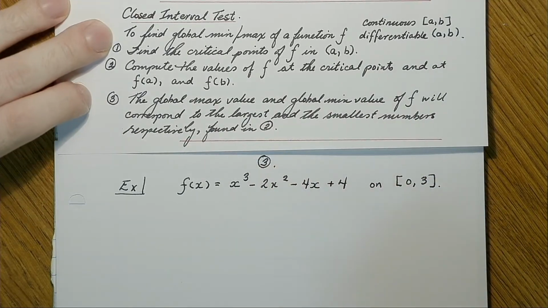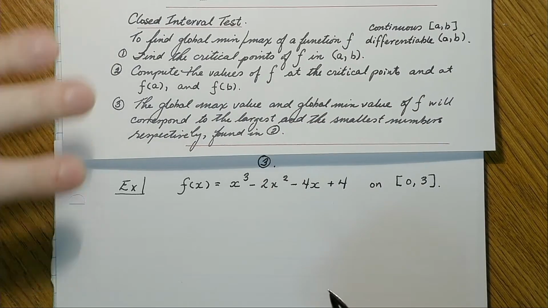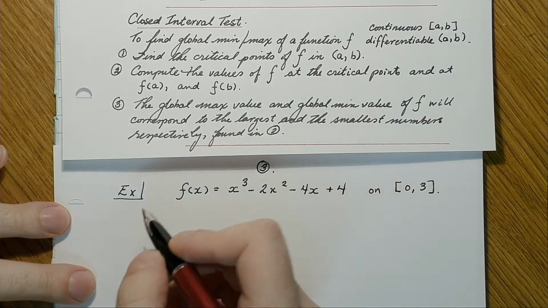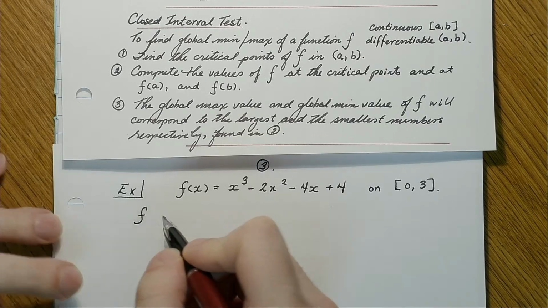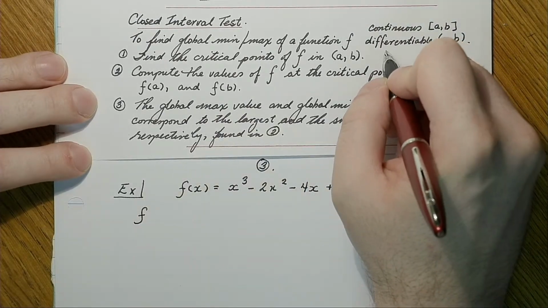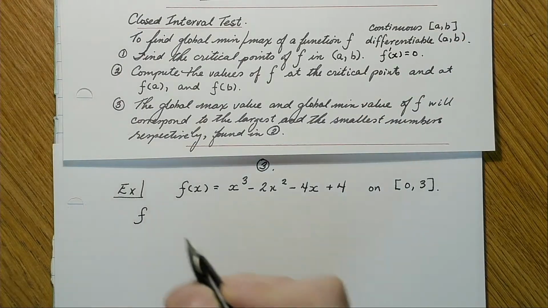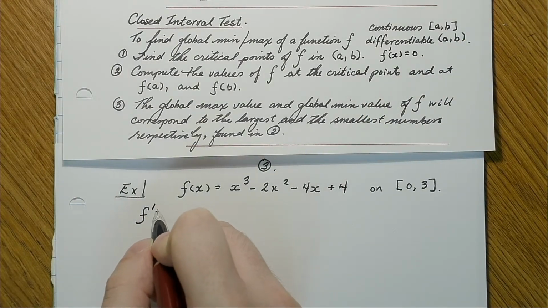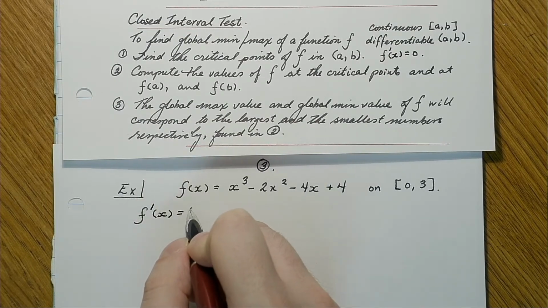So this is the recipe. Step 1, find the critical points of f. Right, so for critical points, I have to find the derivative. Critical points are where the derivative goes to 0. So, finding the derivative.